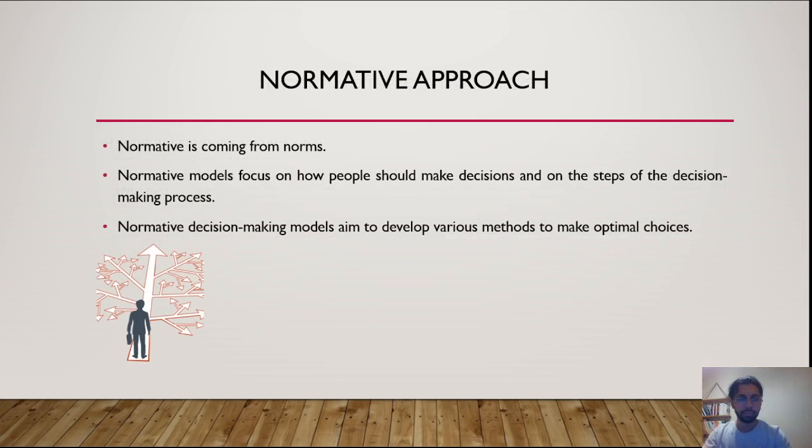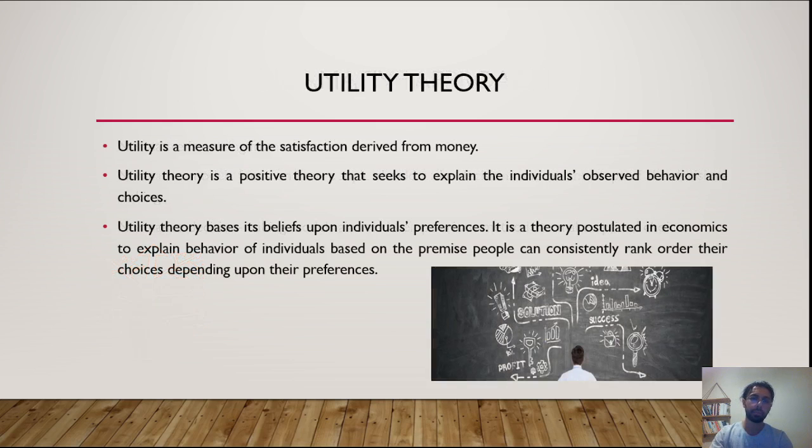Normative approach. Normative is coming from norms. Normative models focus on how people should make decisions and on the steps of the decision making process. Normative decision-making models aim to develop various methods to make optimal choices.